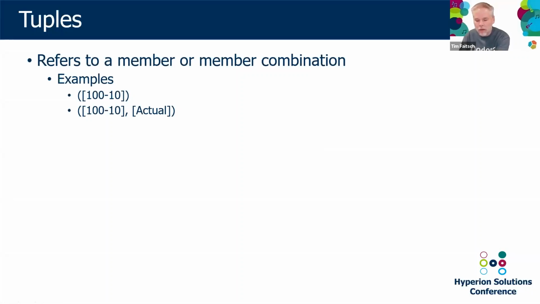The second one, we've got a member combination. So this is, we've got 100-10 and Actual. So that intersection, right?